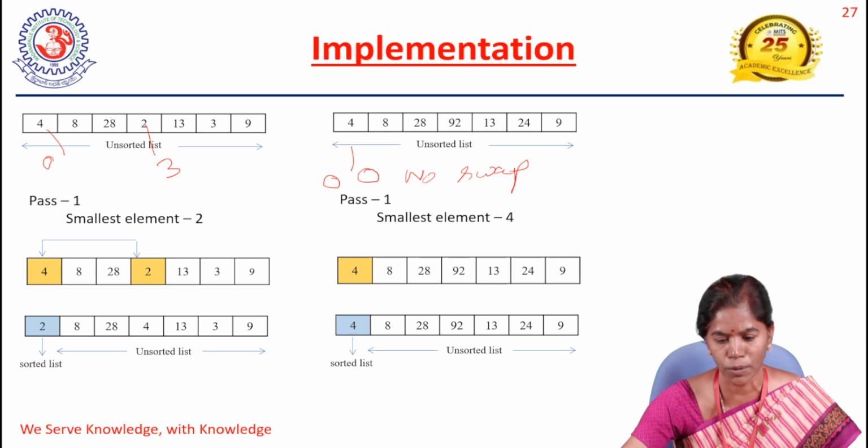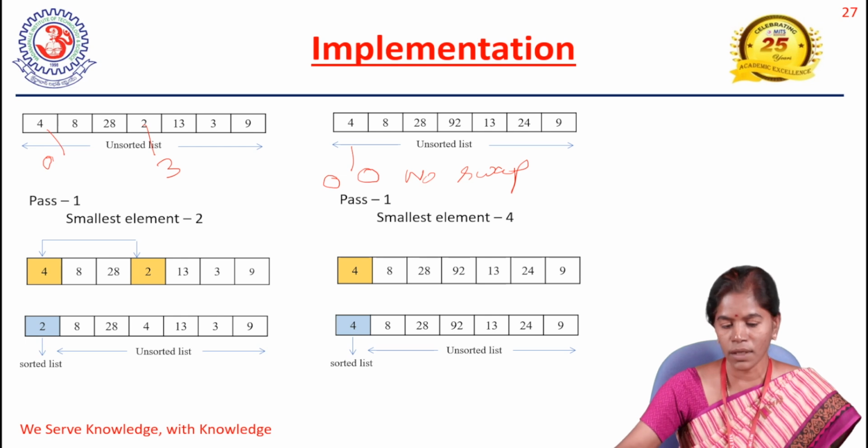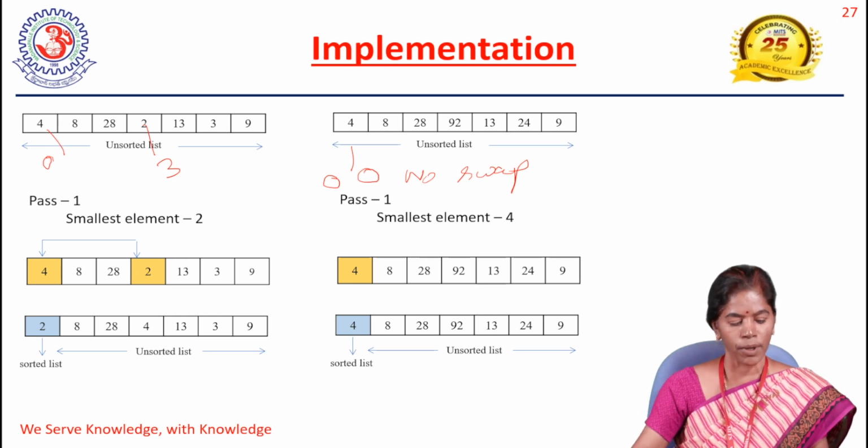No need to swap, because both are the same and it is already in the correct position. You can see here, the 4 is in the same position, in the sorted list. Remaining are unsorted. So, this improvement can be done in the implementation.